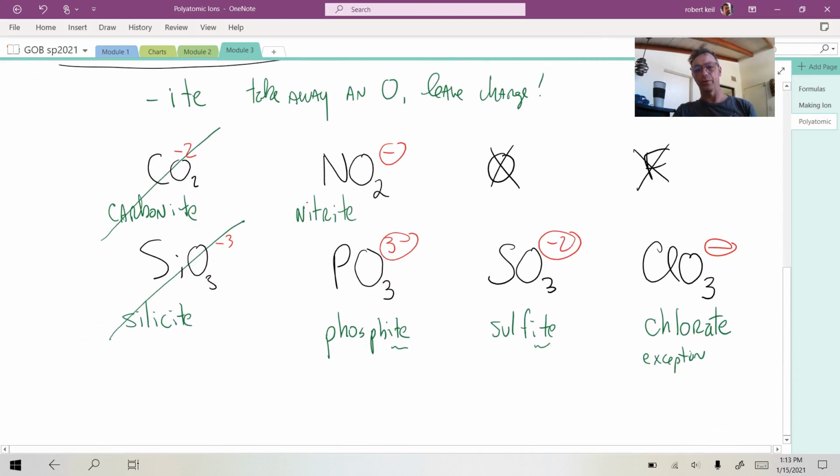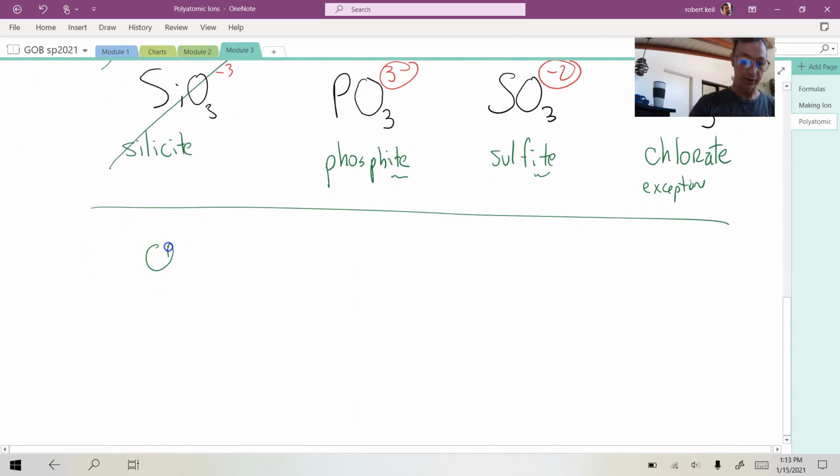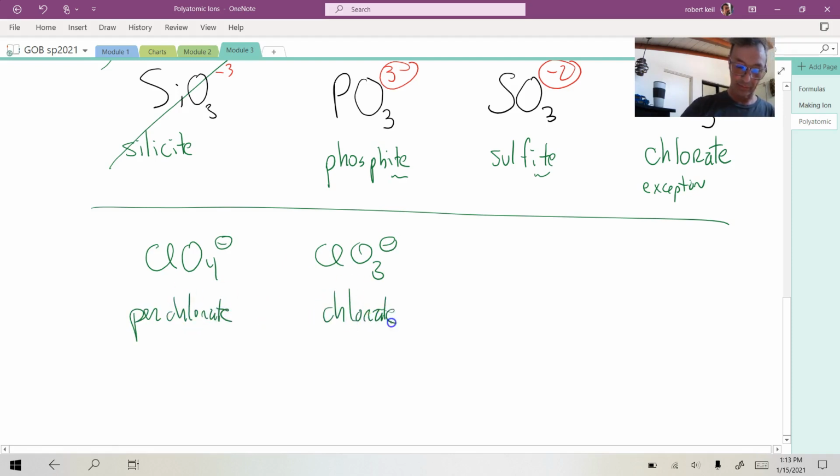So chlorate's the weird one, and go back to this. So we have ClO4 minus, that's perchlorate, and ClO3 minus, that's your chlorate. Well, what would you think would happen if I took away an oxygen? Now, if you think about it, if I took away an oxygen before, it became an ite, and you'd be correct.